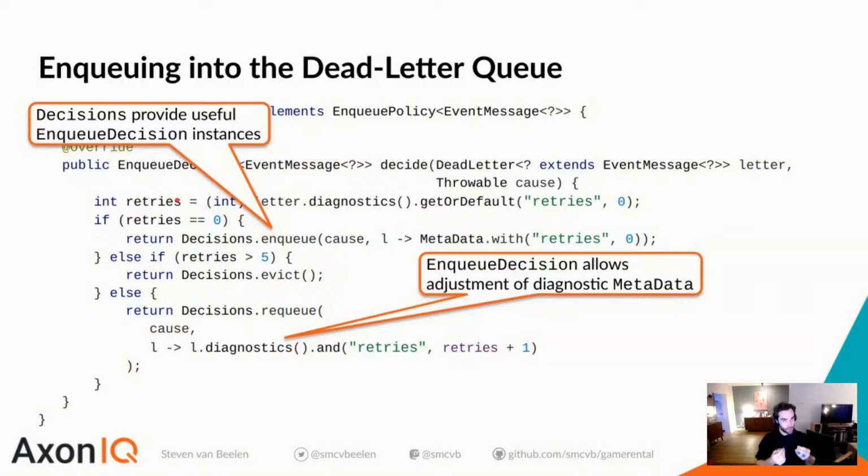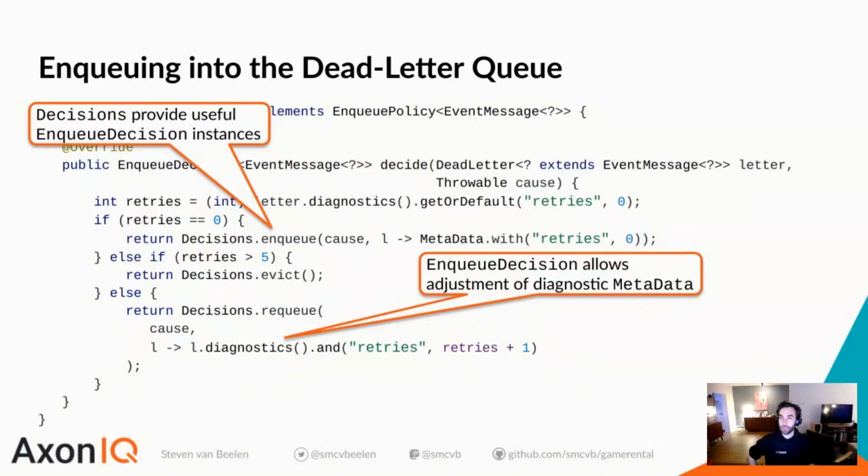So the enqueue decision is used for roughly 2 things. It says, yes, I want to enqueue, or no, I don't want to enqueue. If the answer is yes, then it states, I want you to be enqueued with this cause and this diagnostic information. So that's what I'm doing in this custom implementation as well. If I already have a number of retries and it's not above 5, then I know I want to retry it again. But I want to increment the amount of retries, and I do that by retrieving the diagnostics from the letter. This is a lambda giving you the letter at that moment in time, and then appending it with the retries adjusted value.